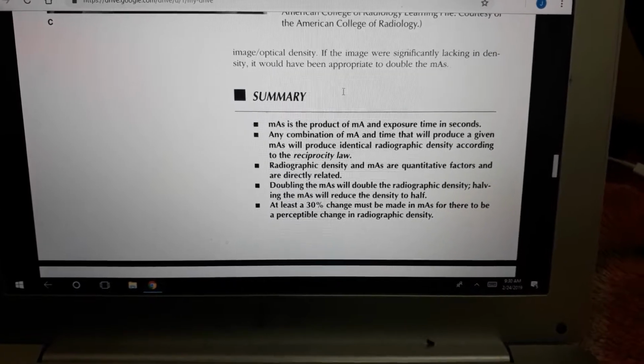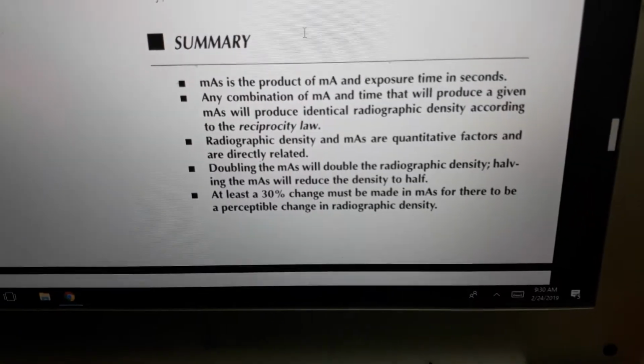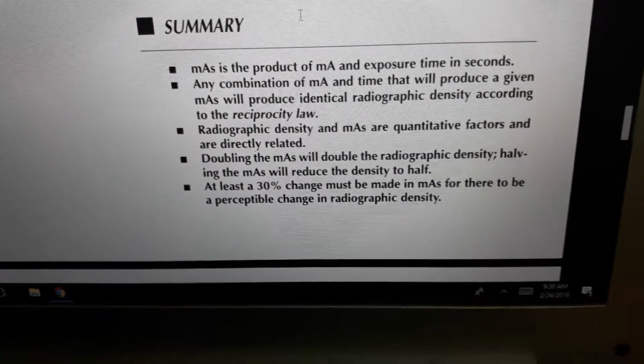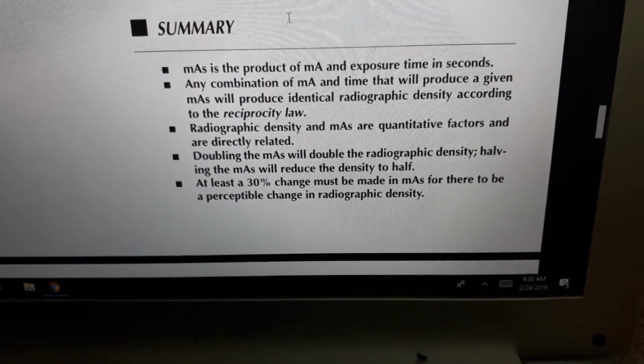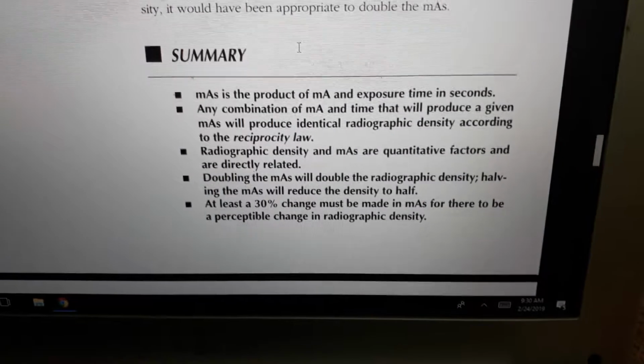At least a 30% change must be made in the mAs to produce a perceptible change in radiographic density.